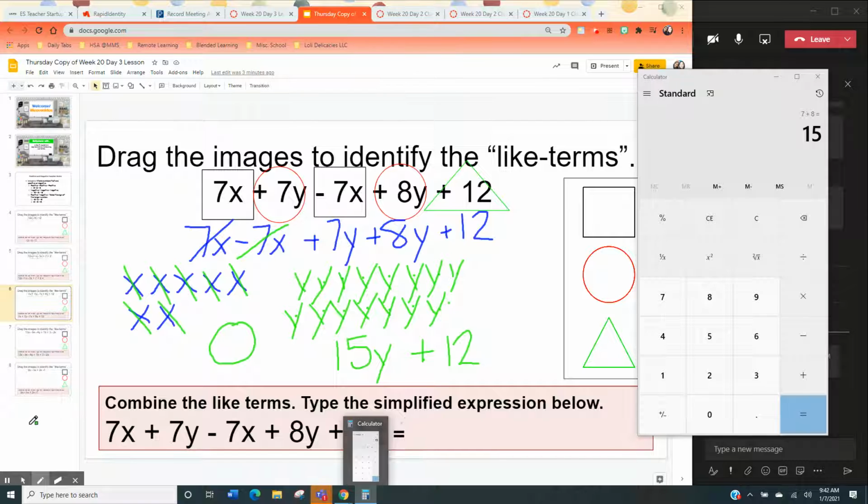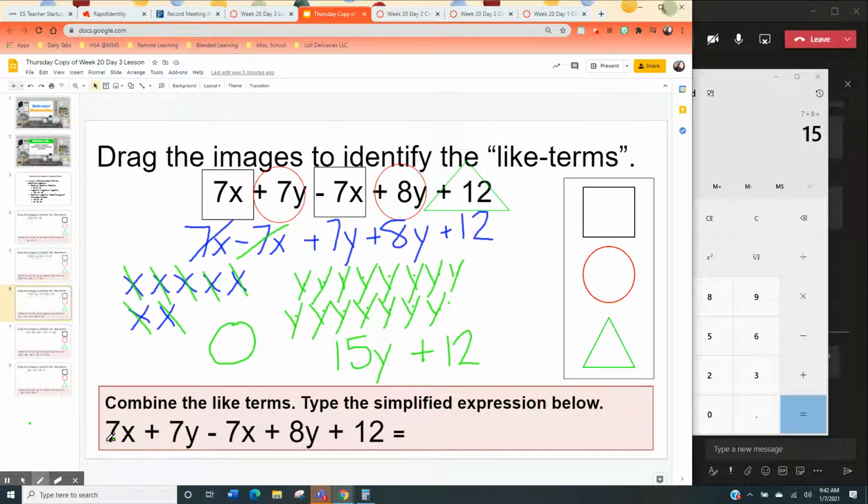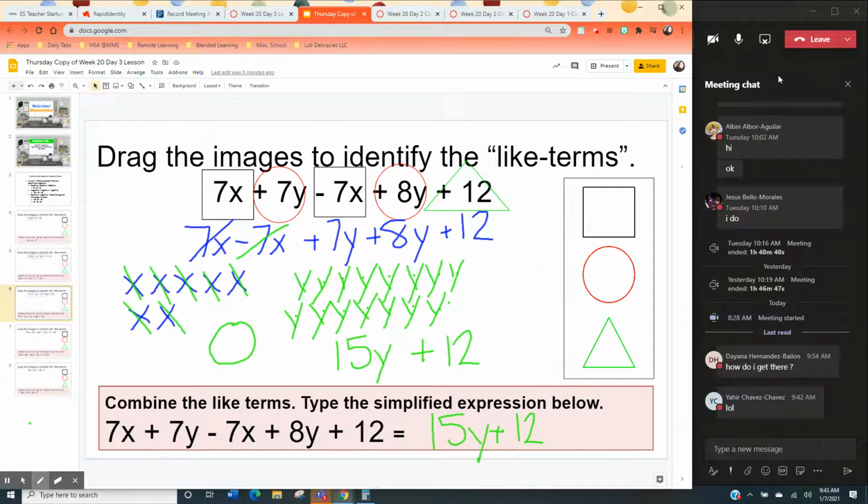So when I go to write my simplified expression, I'm not going to put that 0. So all I'm going to do is 15y plus 12. And I am finished.